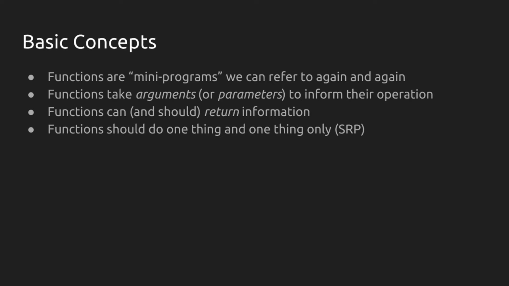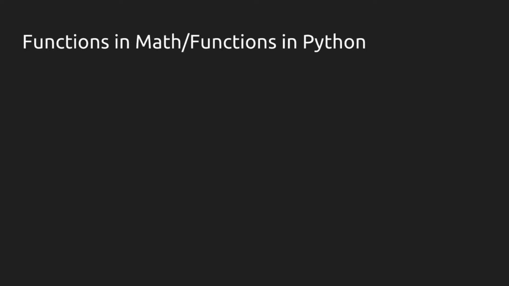When we're building our functions, as we'll see a little bit later, we should follow the SRP, the single responsibility principle. And so functions should do one thing and one thing only. We don't want to mix our concerns. So functions allow us to separate out the different pieces of our program so that we work on one thing at a time. Let's take a look at functions in math versus functions in Python.